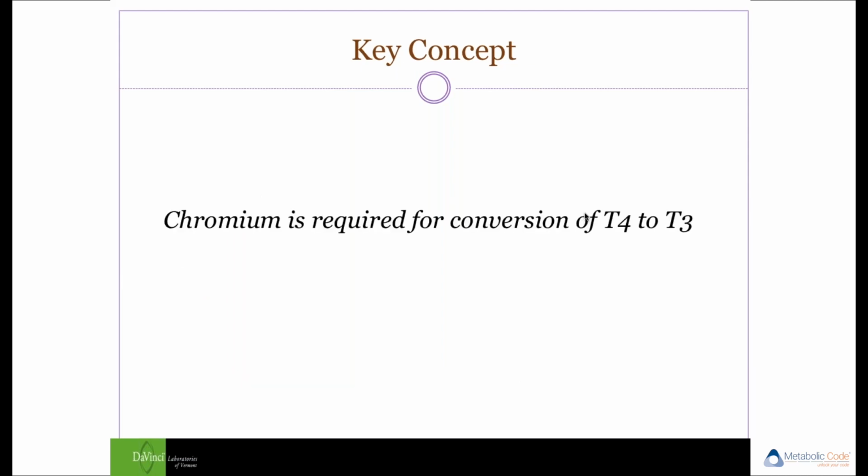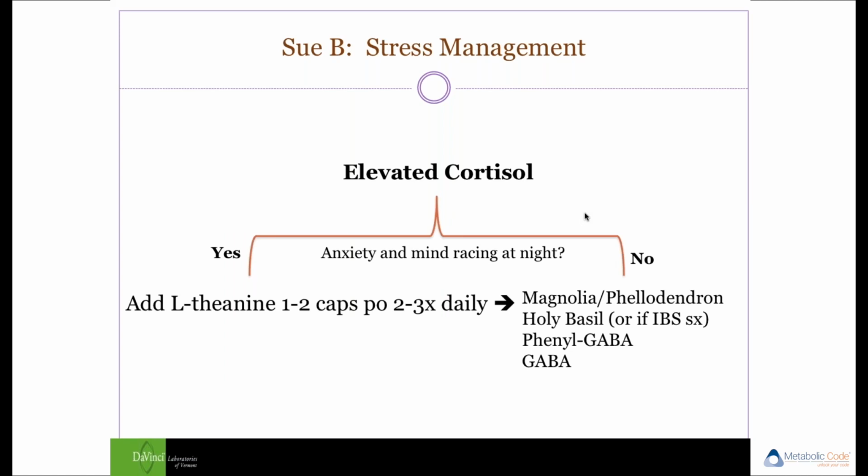Key concept. Don't forget that chromium is required for conversion of T4 to T3. So not only does it open insulin receptors, but it also creates thyroid efficiency. So we like chromium quite a bit in this situation. We use a lot of chromium in our practice.